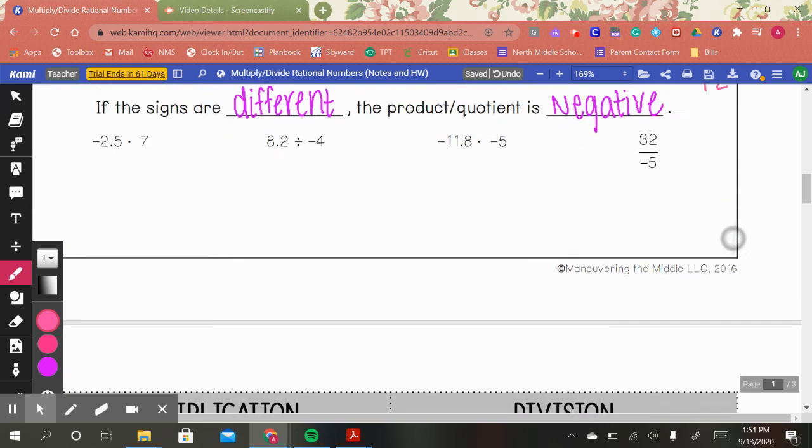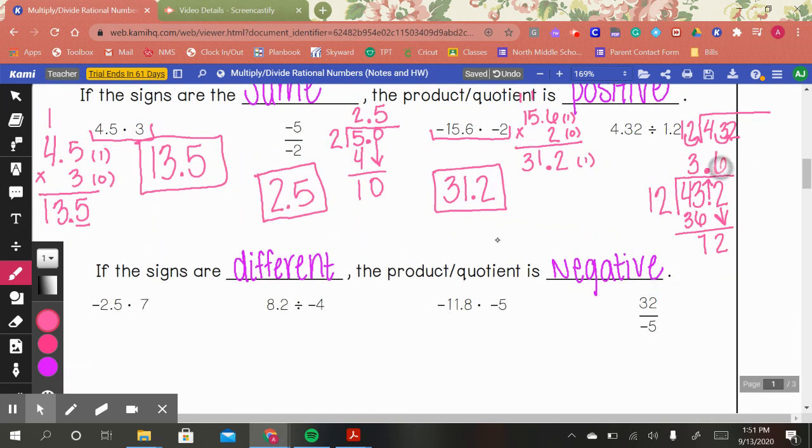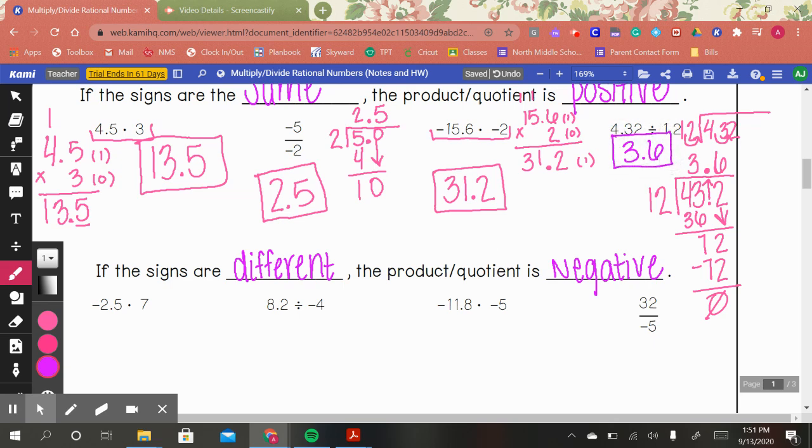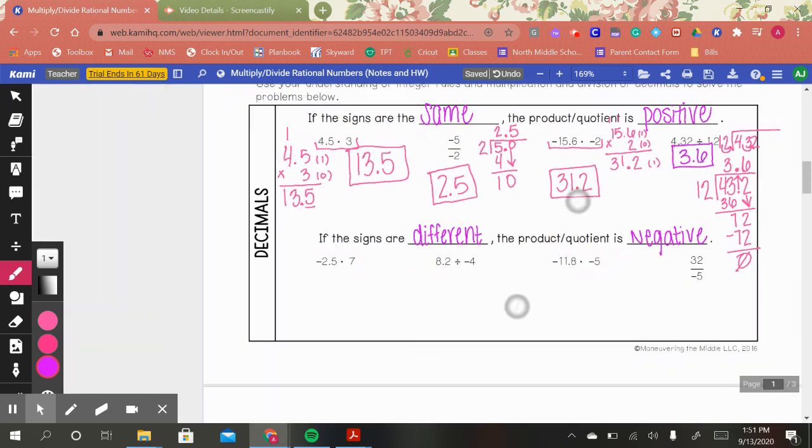Oops. Let's try that again. 6 times, minus 72. And then my division is done. Again, same sign, positive answer. I am going to switch colors because I'm getting a little jumbled over here. It is 3 and 6 tenths. All right, let's move on to some more division and multiplication problems.